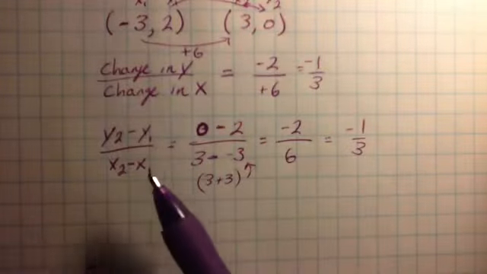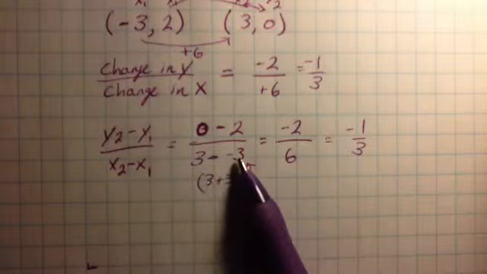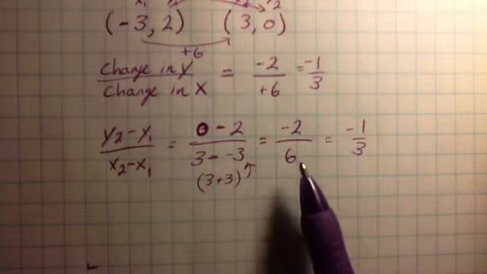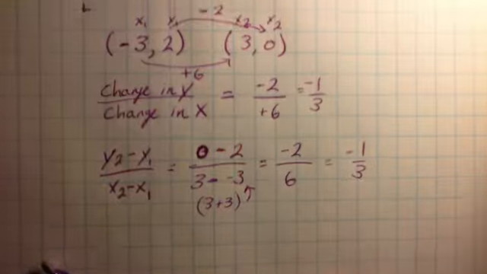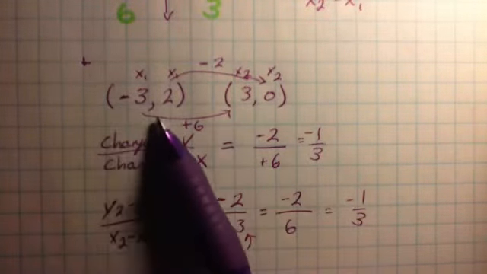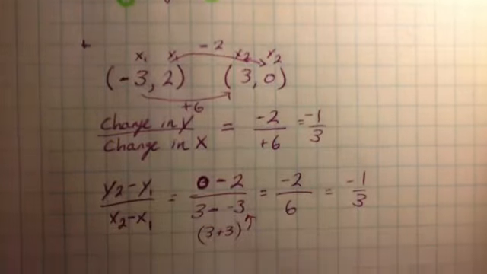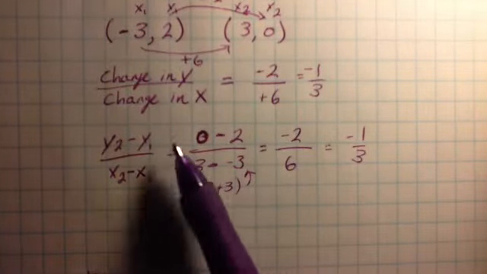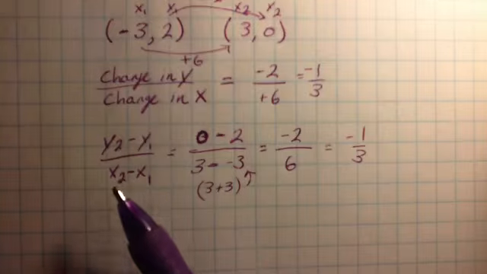However, it might happen that you forget that 3 minus negative 3 is really 3 plus 3, which is 6. You might forget that, but you wouldn't forget it if you're simply looking at how far these are apart, right? What the change in x is here. And that's why I don't always like to use the formula, but you can, and it will work.